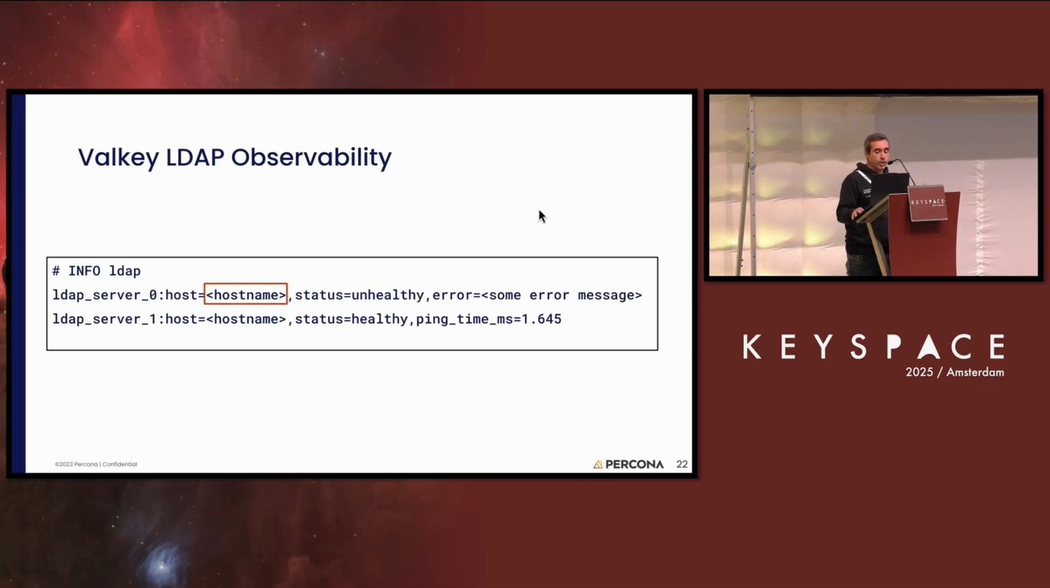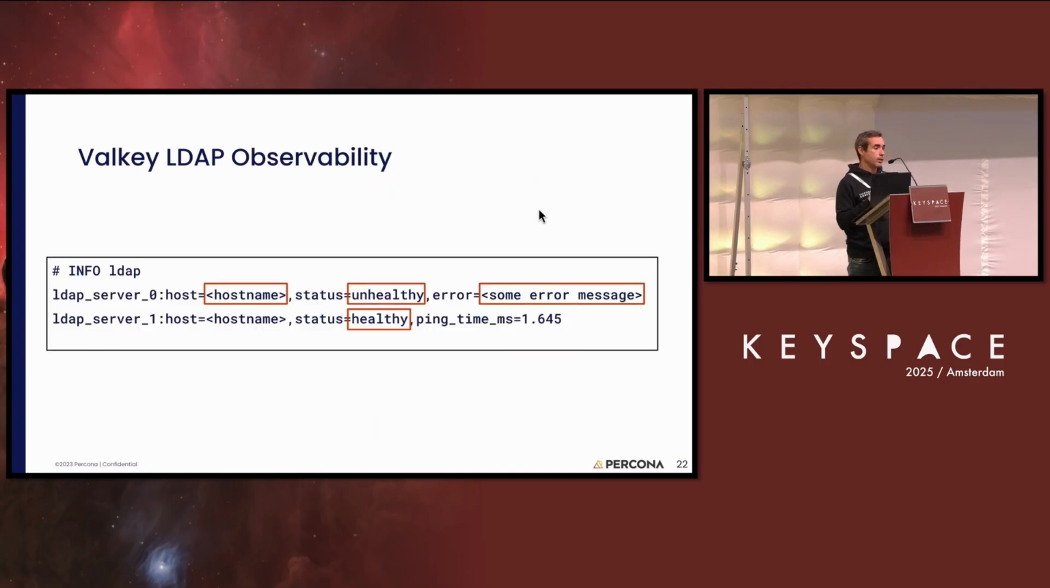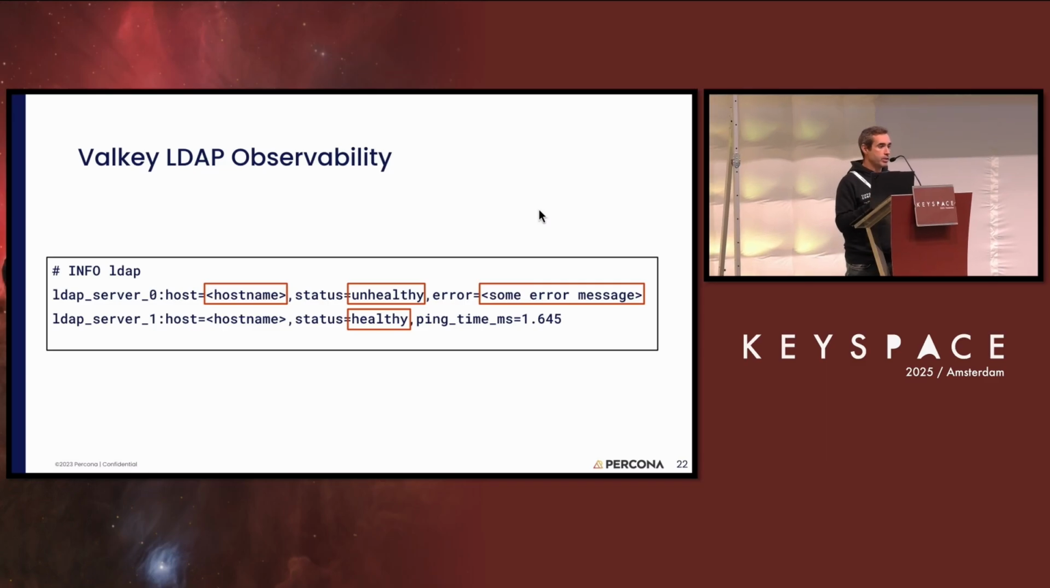So for each server that we configured, we show the host name, we show the status, so if it's healthy or not. If it's not healthy, we provide an error message so it can be easy to understand what's going on. And in case it's healthy, we show the ping time, to show more or less if the latency between the module and the server is what is expected or not.